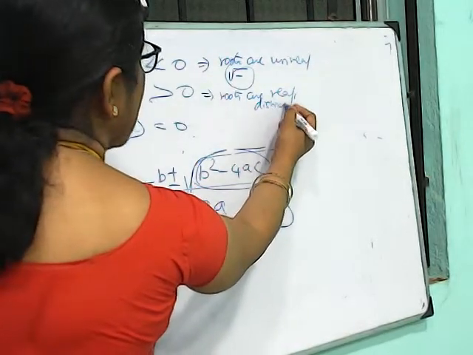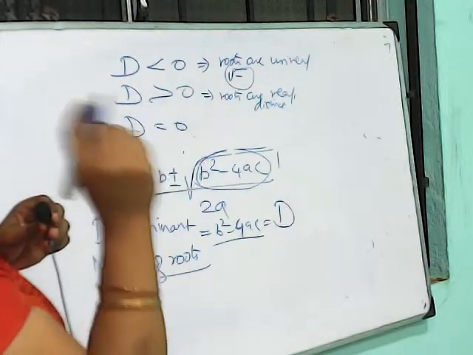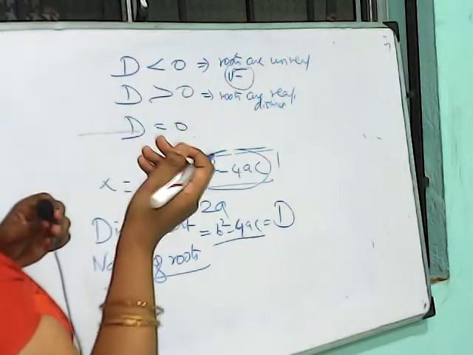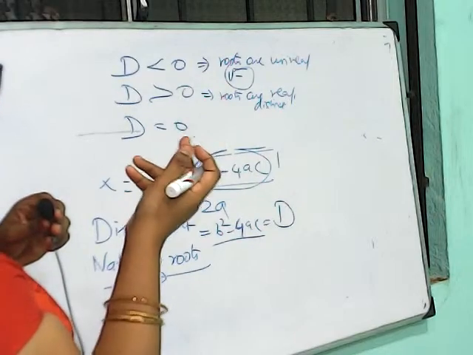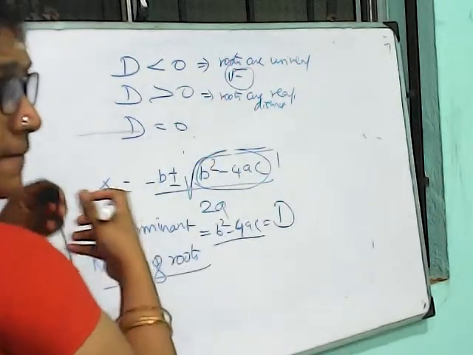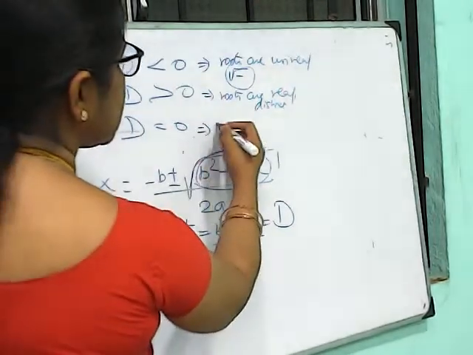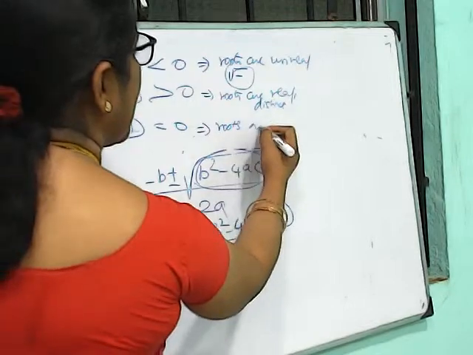What is the meaning of distinct? The real roots come with plus and minus. You can also clearly say what the roots are, and you can very clearly distinguish the roots. Yes, now D equal to 0. Equal to 0 implies the roots are equal.